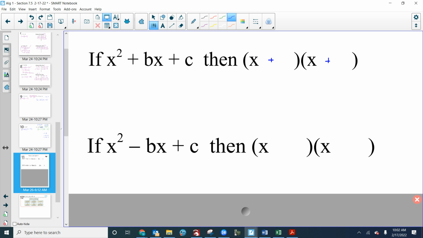Okay. How about a minus in the middle and a plus at the end? A minus and a plus. Could the minus go in the second parenthesis? Yeah, it could go in either one of them. It doesn't really matter. It's a minus and a plus.